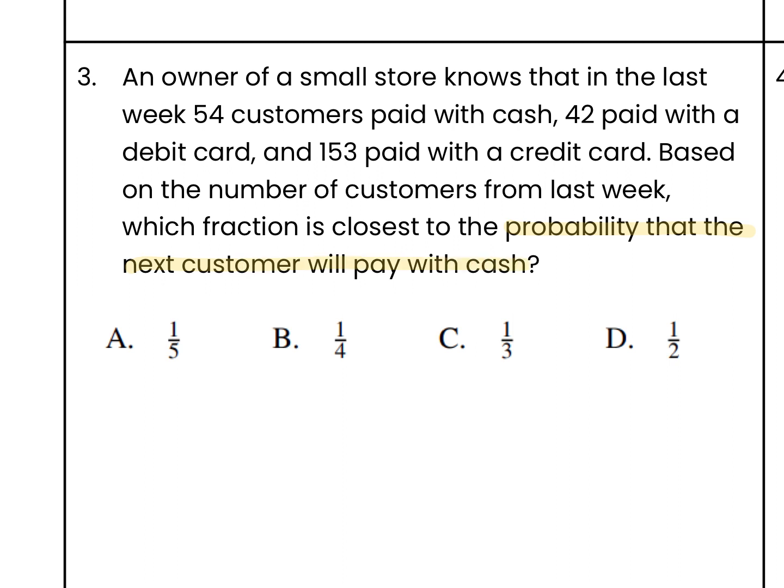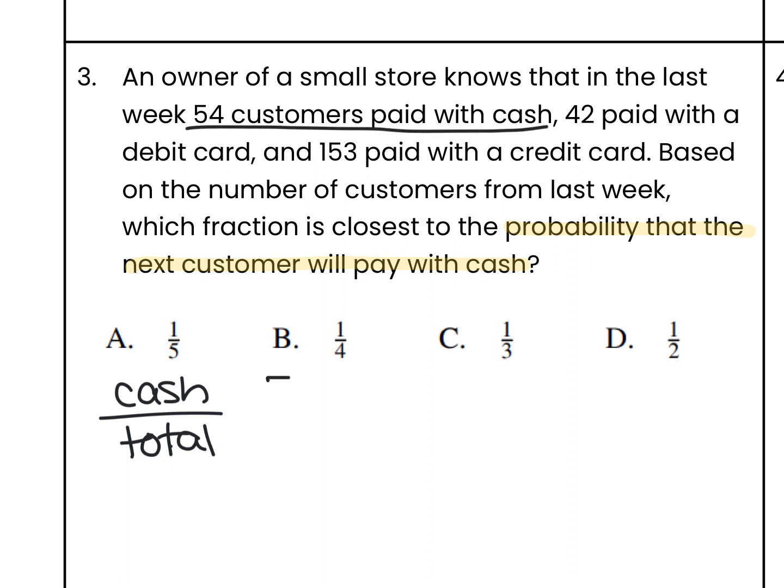So when I set up my probability fraction, it's going to be cash, that's what I'm looking for, out of the total number of customers. So how many paid in cash out of the total? Well, I know from the problem that 54 customers paid with cash, so that will go on top. On the bottom, it doesn't tell me how many total customers there are, but I can find that out.